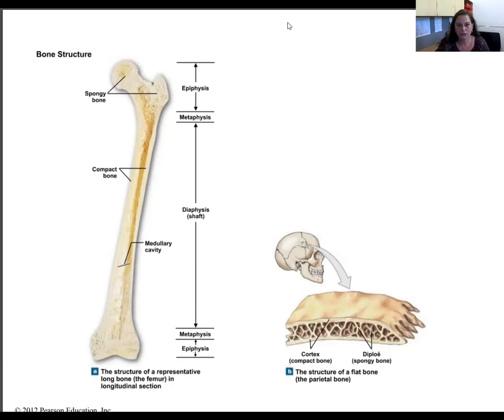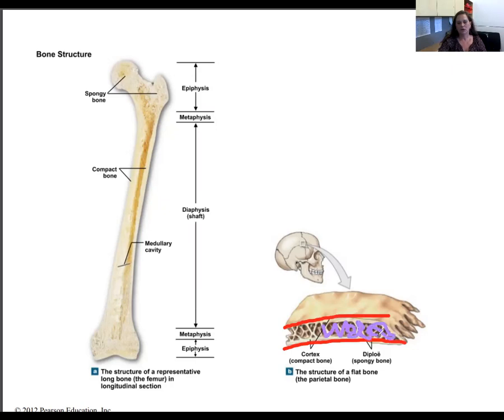Then going over here, let me move my picture off the middle of the screen now. Going over here to picture B. Picture B is the structure of a flat bone, and here we're looking at the flat bone of the skull. Remember, your flat bone is going to have two parallel surfaces. Each of those parallel surfaces is called the cortex, and your cortex surfaces are made up of your compact bone. In between those cortexes of compact bone, you have this network of spongy bone.